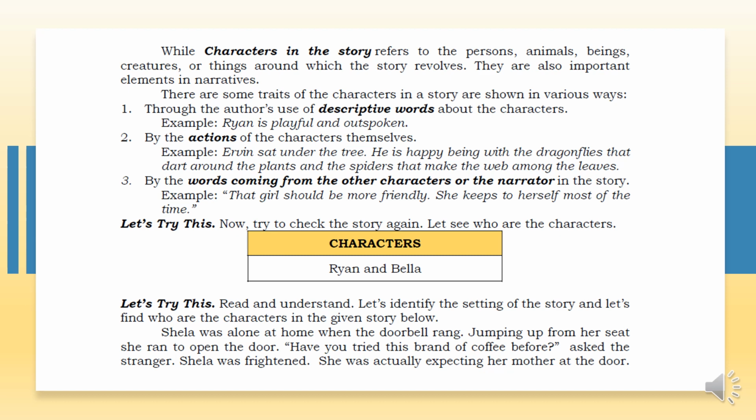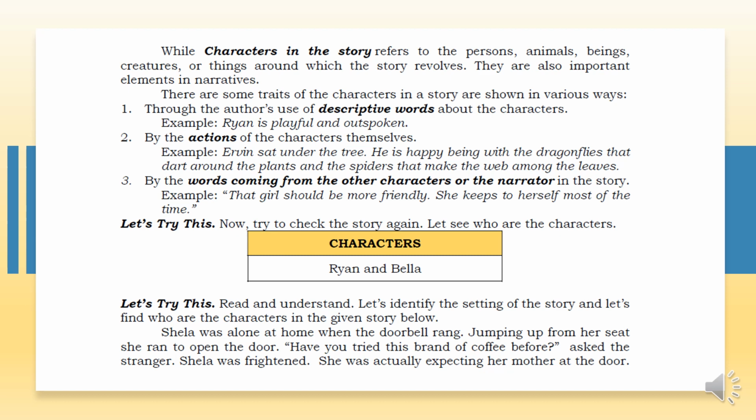Okay, characters are Ryan and Bella. Okay, good job. Now, let's try another example. Read and understand. Let's identify the setting of the story and let's find out who are the characters in the given story below.